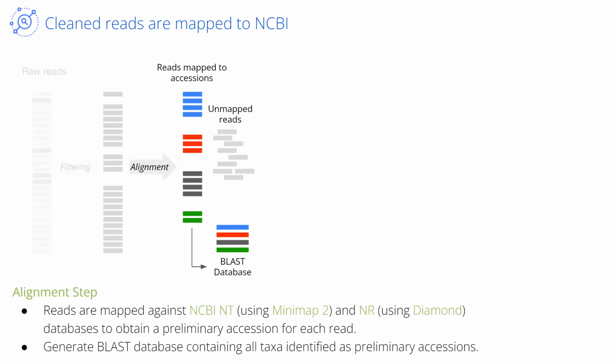Once the reads are cleaned up, they are mapped against NCBI. Again, they're mapped to the nucleotide database using Minimap2 and the protein database using Diamond. A primary accession is found for each read. So here in this diagram, the color represents a different taxon.